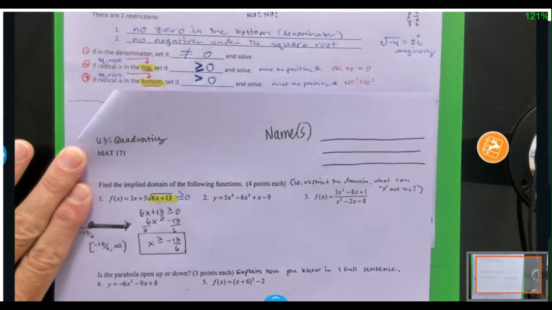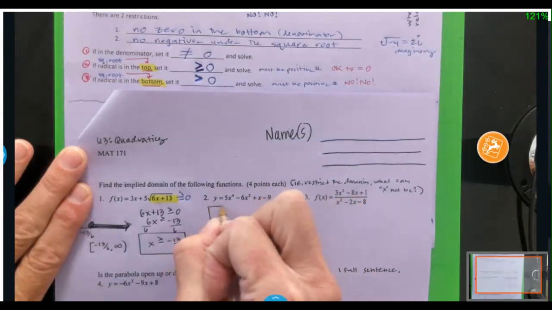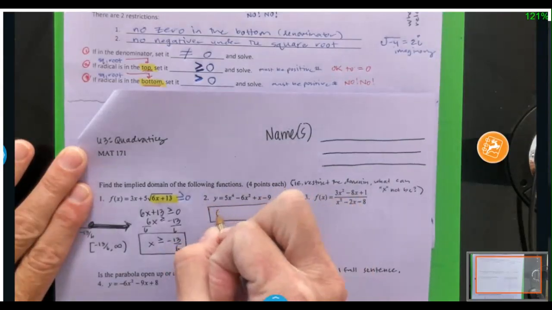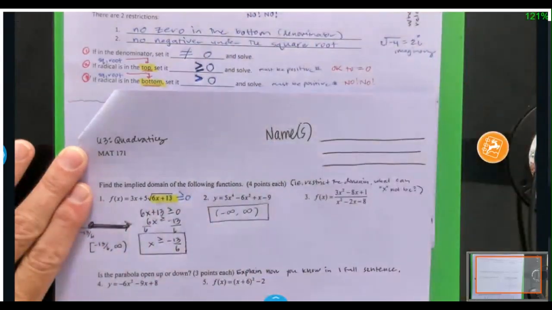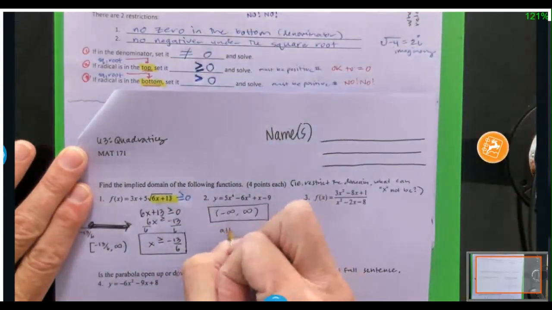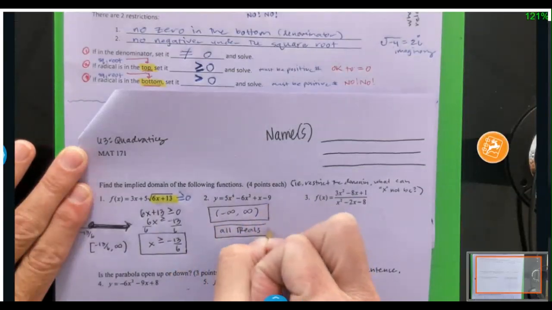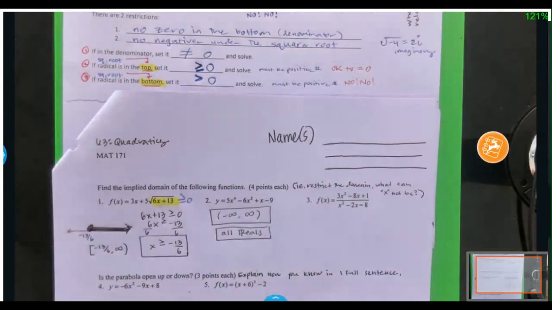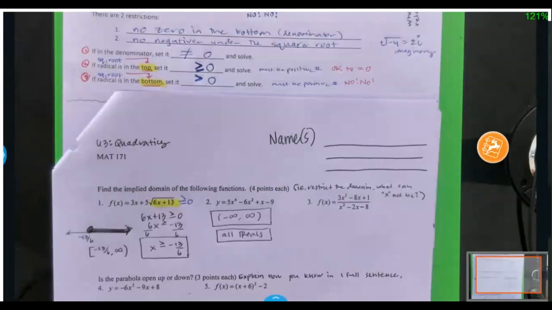So if there are no restrictions in the entire world, what would you say the domain is? Correct. Negative infinity to positive infinity. Okay, Demario, what's another way to say it? All real numbers. You could say that. All reals. That's another way to say it. In other words, there are no restrictions in the universe on that particular problem.